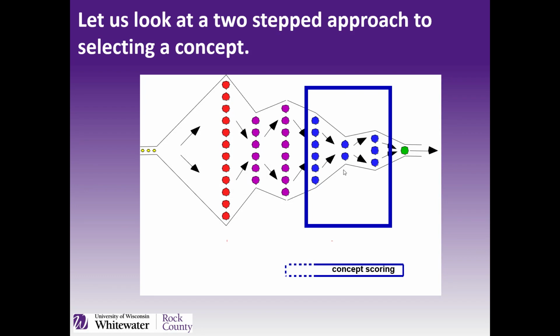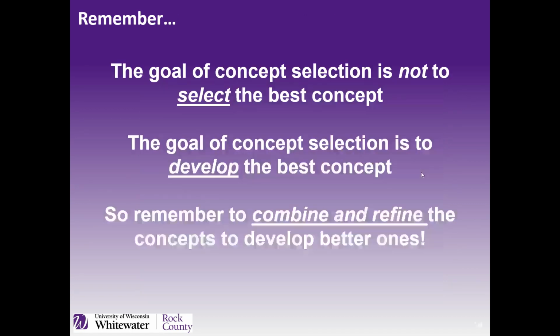So we've kind of taken the concept scoring now. So that was this method, this concept scoring or decision table. And now we've created essentially or developed one idea that we want to go with. So the goal of concept selection is not to select the best solution, but to develop it, right? We might take concepts from different areas or attributes of different concepts, bring them together to develop a better concept, right? So we might do this combine and refine until we develop the best concept.